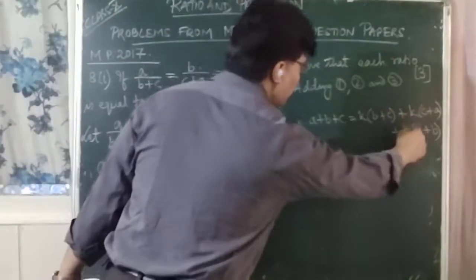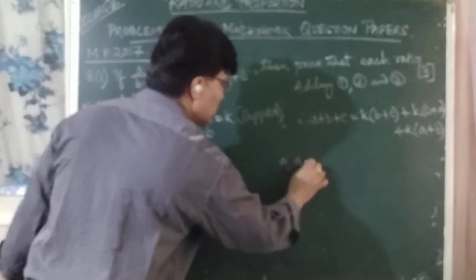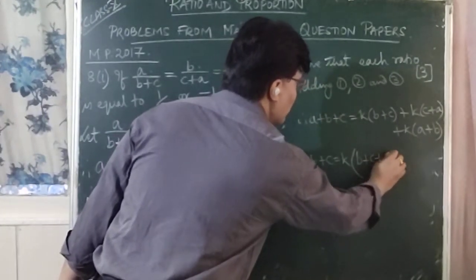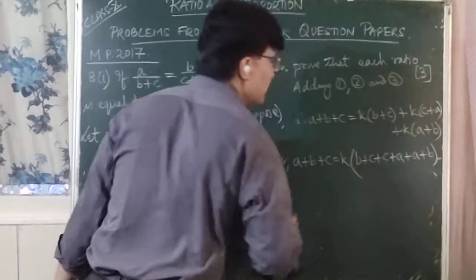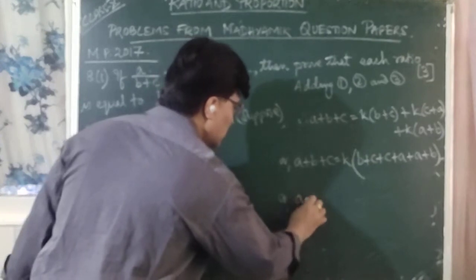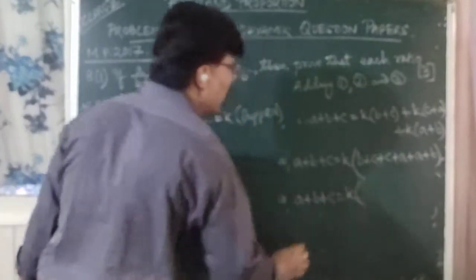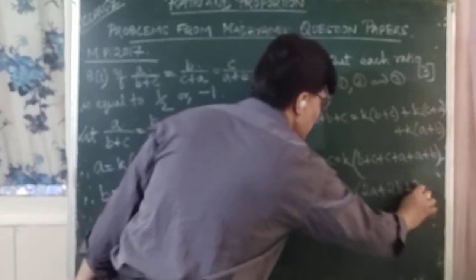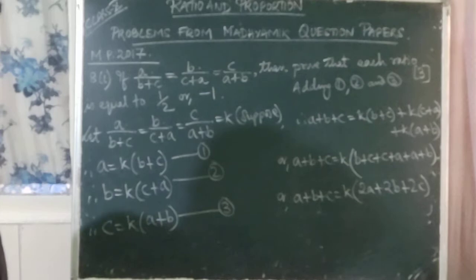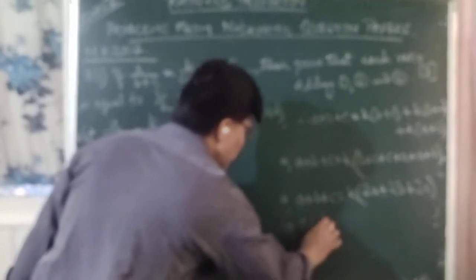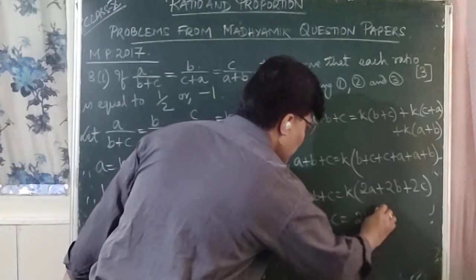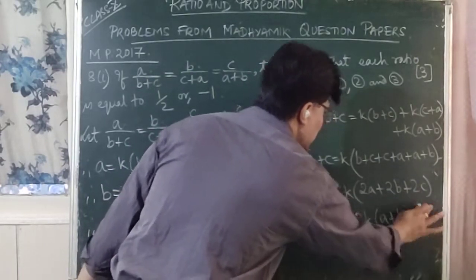So this is the continuation. A plus B plus C, K is taken common, so within the bracket we have B plus C plus C plus A plus A plus B. So A plus B plus C is equal to K within the bracket, that is A plus A, 2A, plus 2B plus 2C. Is that clear now? So this is A plus B plus C is equal to, again 2 is common, so you can take it out: 2K within the bracket A plus B plus C.